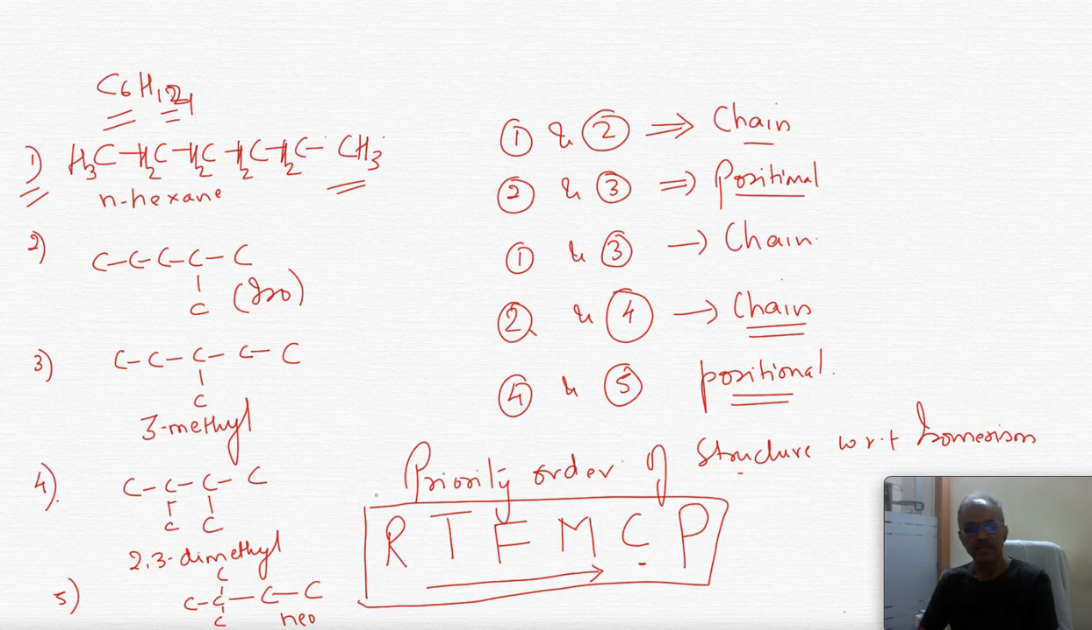RTFMCP: ring isomerism, tautomerism, functional isomerism, metamerism, chain isomerism, positional isomerism. Fine. Okay. Now I think we have finished a lot of chain isomerism. After this we will go for functional isomerism.